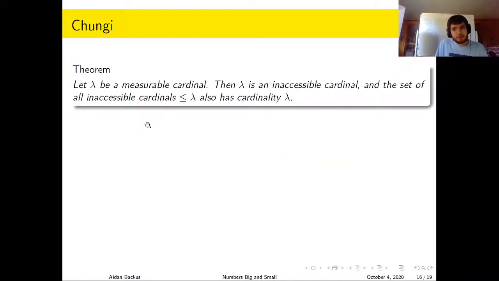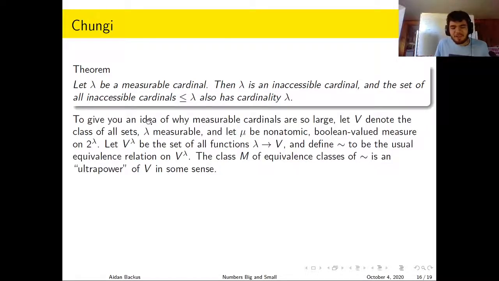Okay, so a theorem, which I'm not going to prove because it's a bit technical, but it really describes what these measurables are like, is that if lambda is a measurable cardinal, then lambda is inaccessible. So lambda is the size of a universe, but on top of that, the set of inaccessibles under lambda has cardinality lambda. So not only is lambda the size of a universe, it is the size of a universe that is made out of universes. It's like a multiverse kind of. So why are these things so big? What is wrong with them?